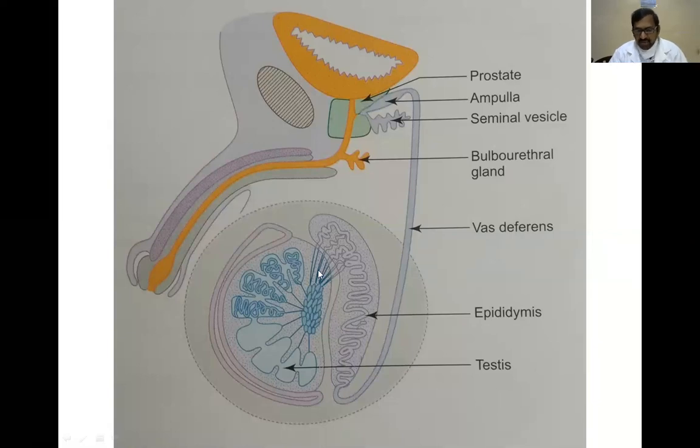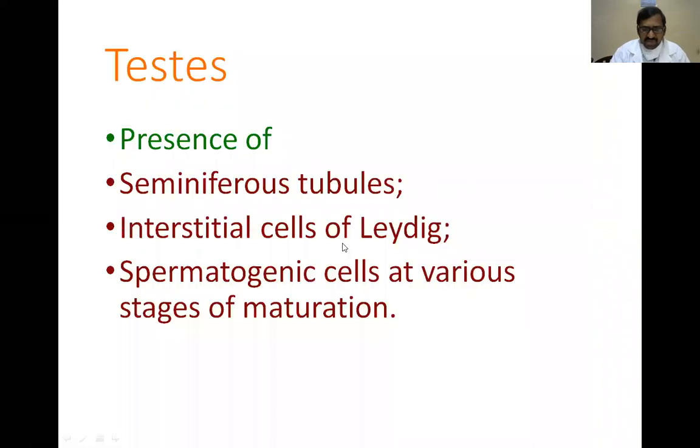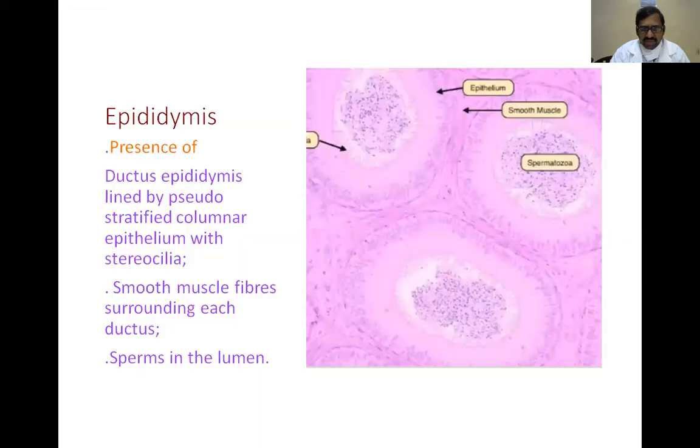Okay, this epididymis is nothing but a single tube. It is folded on itself, and it forms something like a bulb. Then if you see the ductus epididymis, it is lined by pseudostratified columnar epithelium with stereocilia. Pseudostratified columnar epithelium with stereocilia. These are the cilia, the stereocilia.